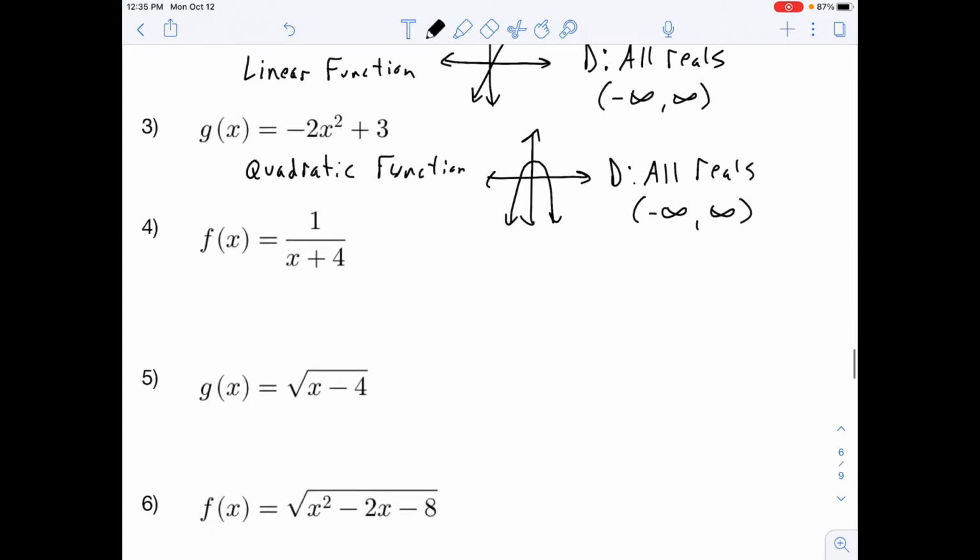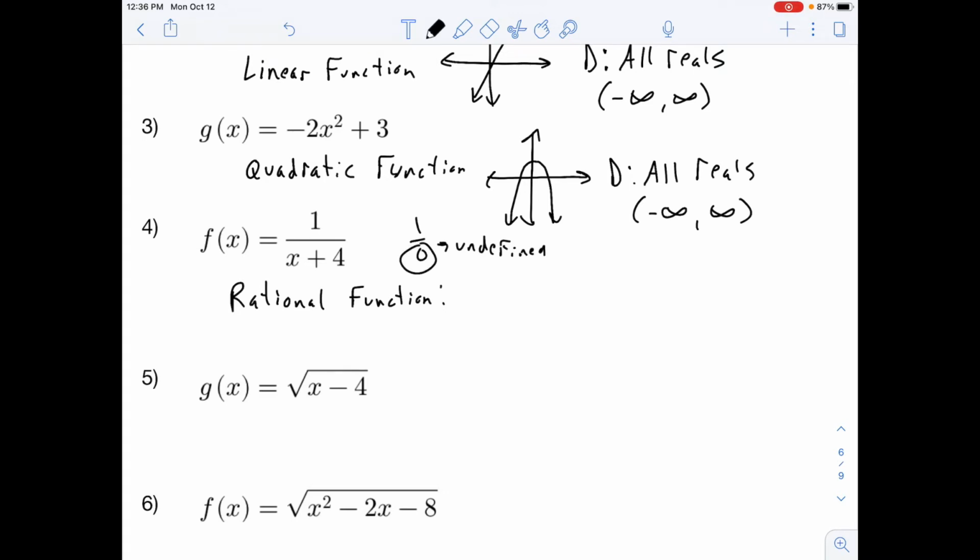All right, so let's change the function up a little bit. So here we got 1 over x plus 4. So this is rational. Well, let's think about where we could have some problems. Remember that if you have a fraction, what value in a denominator will give you a problem? We would always say if it's 0. So if you have 1 over 0, that is undefined.